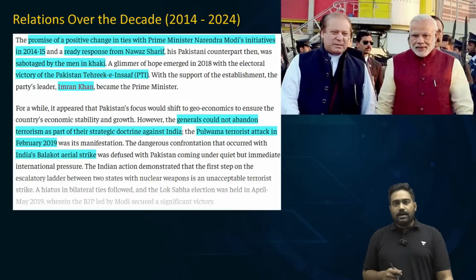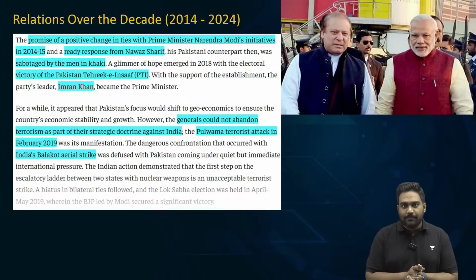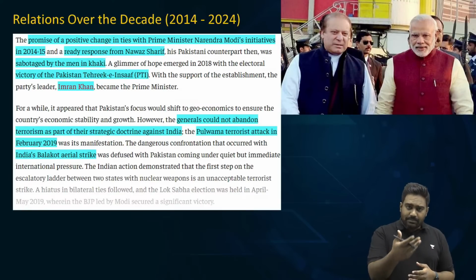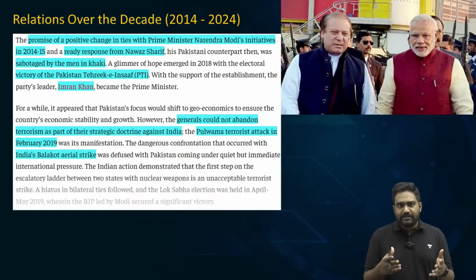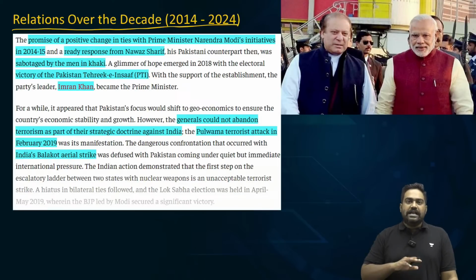So before I start, I would like to remind you that I will be giving some practice questions in between. And I want all of you to participate. I want you guys to attempt the question, and I will take some doubts as well after each topic wherever it is feasible. So let's get an overview of India-Pakistan relations over the last decade.